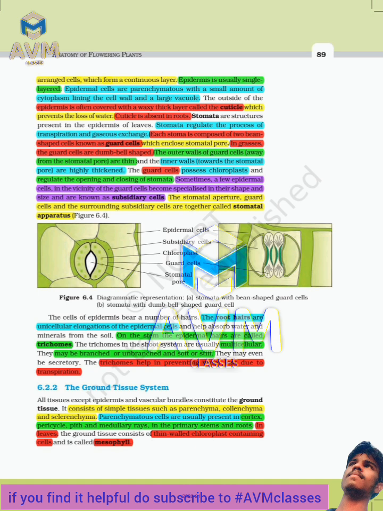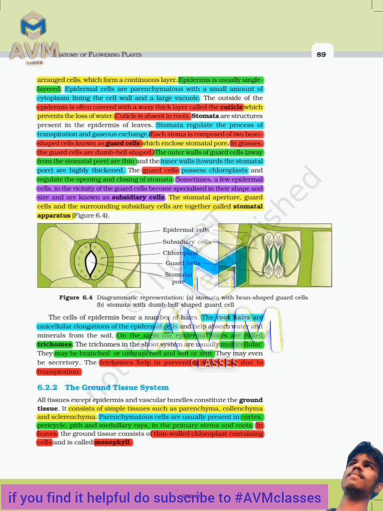On the stem, the epidermal hairs are called trichomes. The trichomes in the shoot system are usually multicellular. They may be branched or unbranched and soft or stiff. They may even be secretory. The trichomes help in preventing water loss due to transpiration.